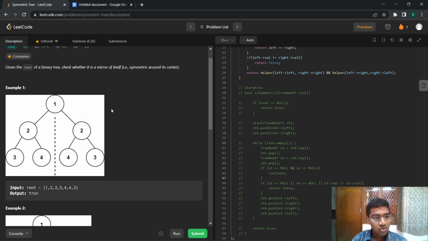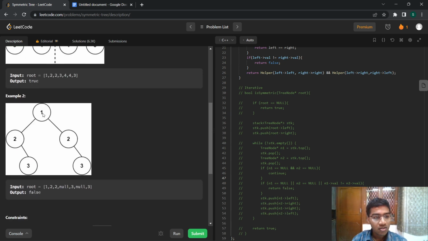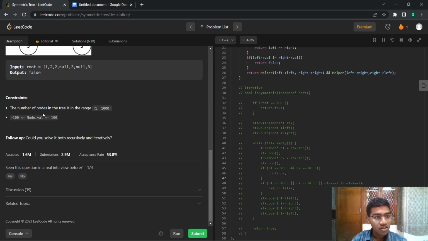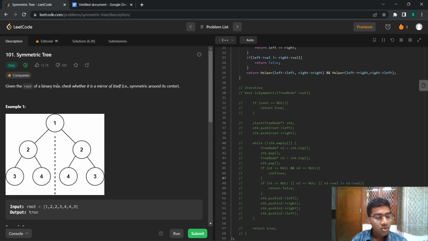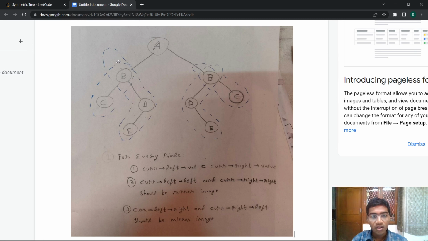Okay, so they have given some examples and I believe you must have tried once yourself. If not, I would highly recommend it. Okay, now let's move on to the solution. To help you understand the solution, let me show you an example.